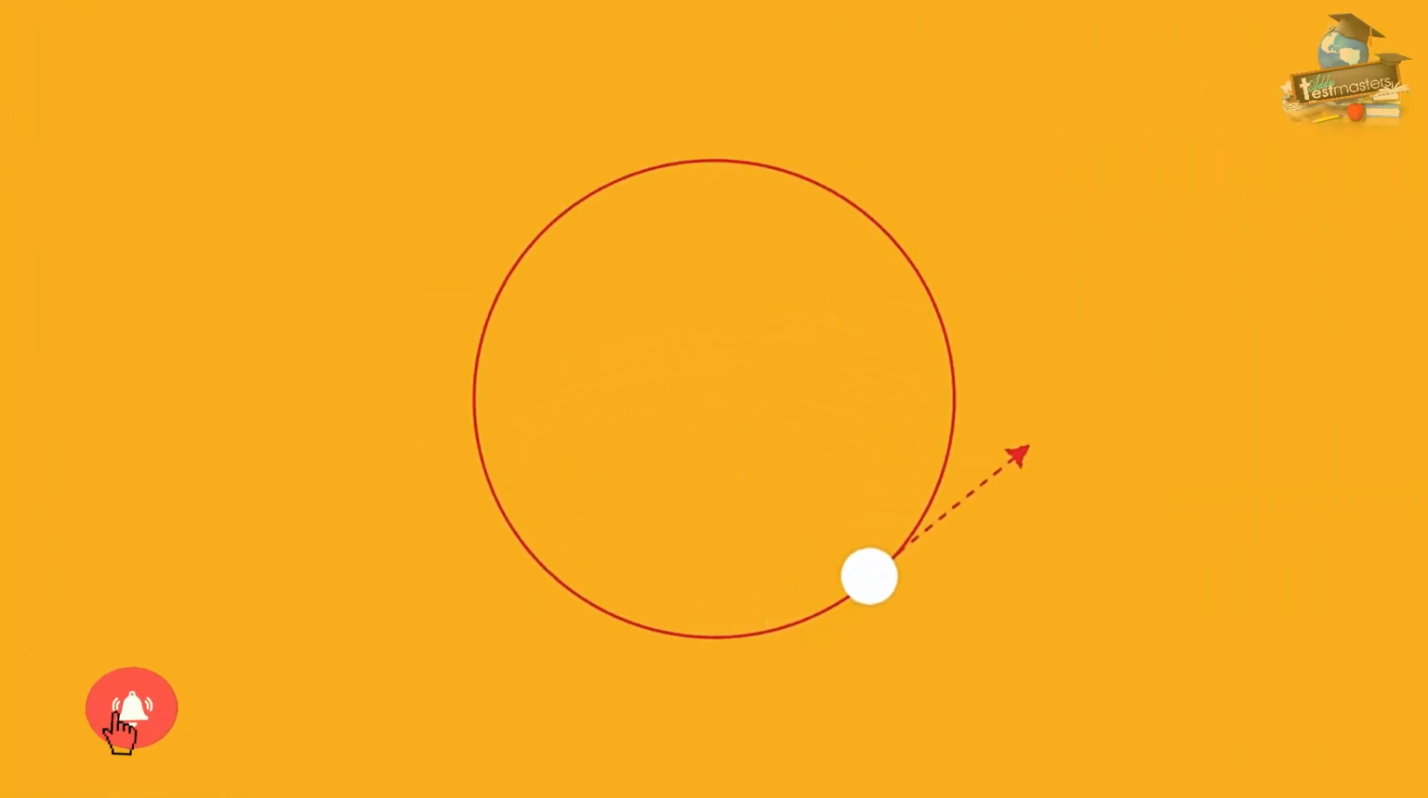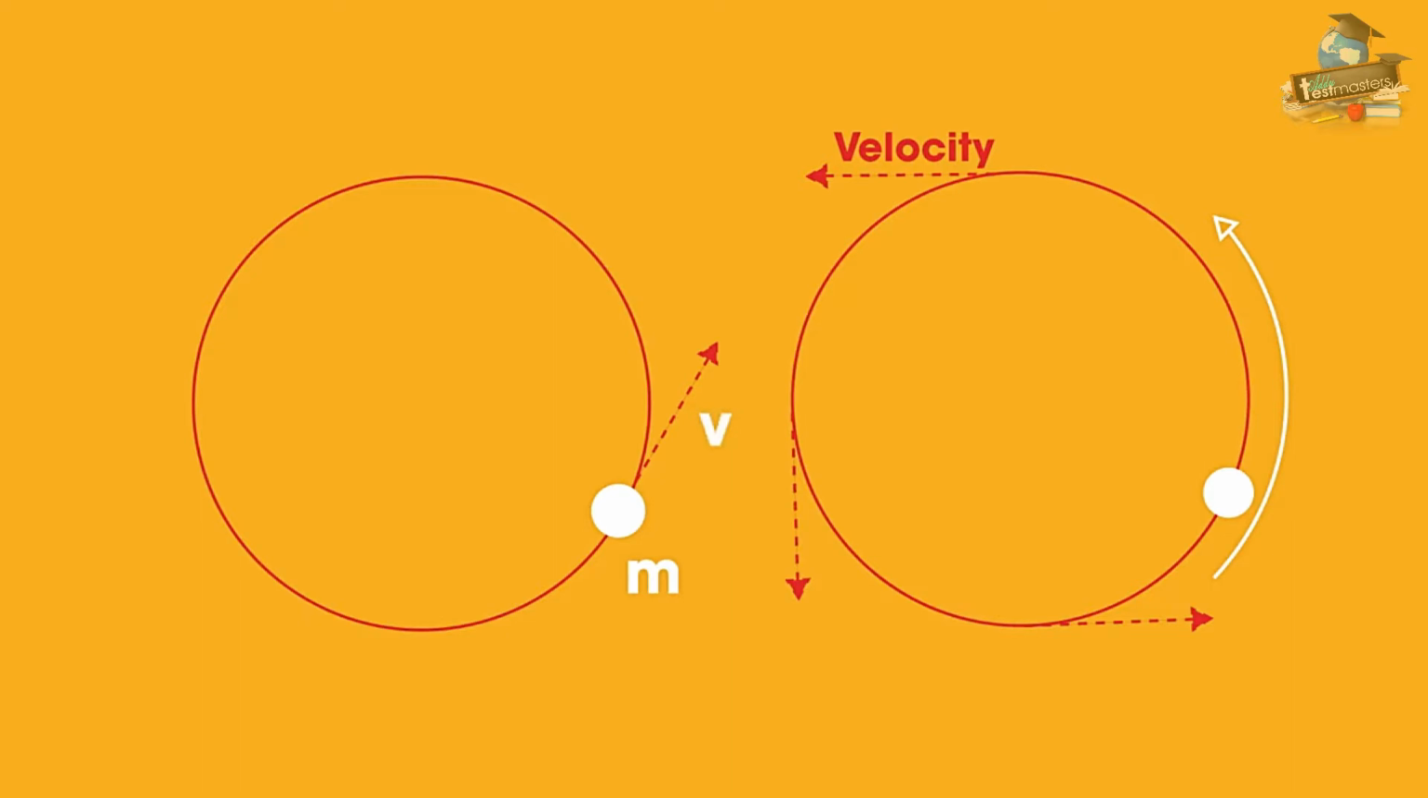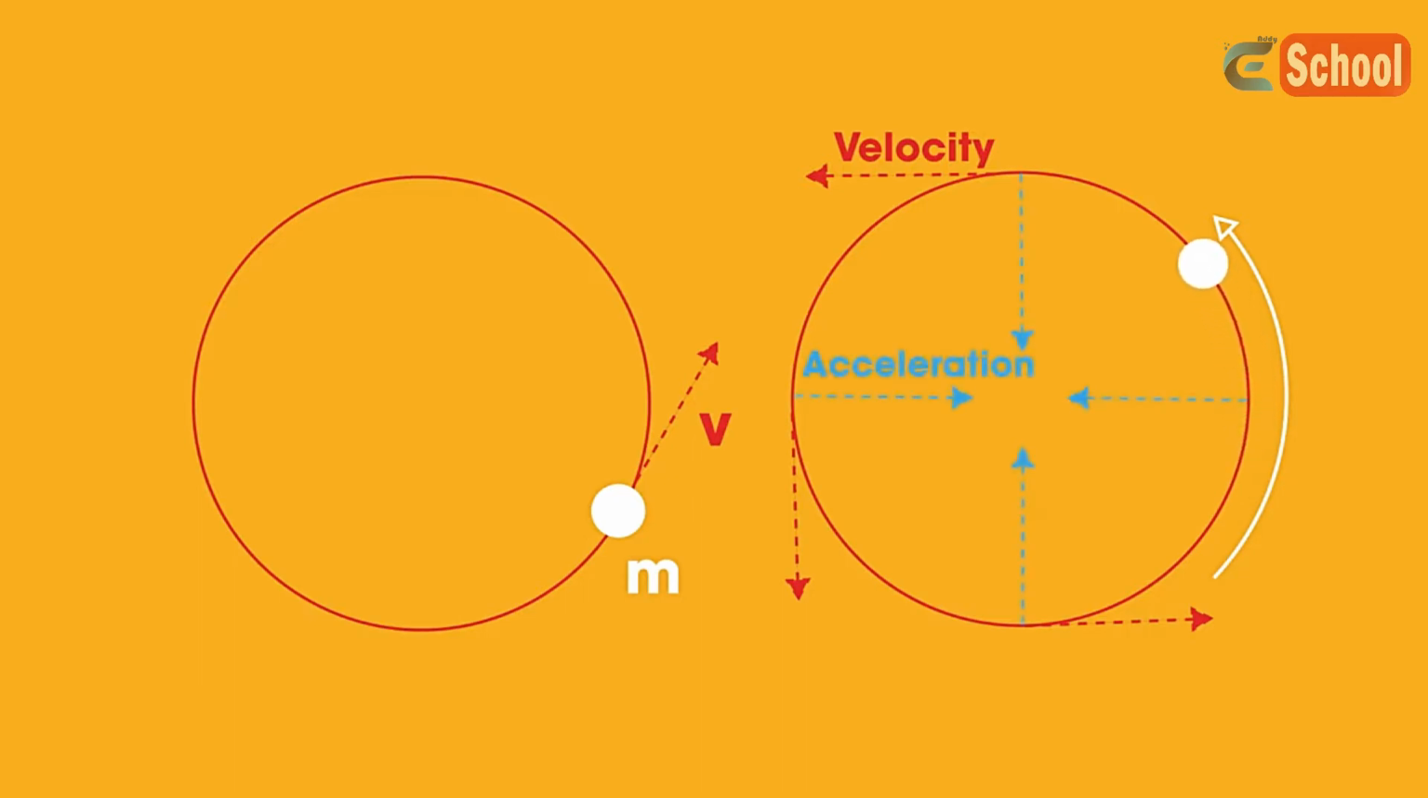When an object is moving in a circle at a constant speed, it has a certain velocity, v, which is at a tangent to the circle. At the same time, the mass is also accelerating towards the center of the circle. But you may be wondering, why is the object accelerating when the speed remains constant?